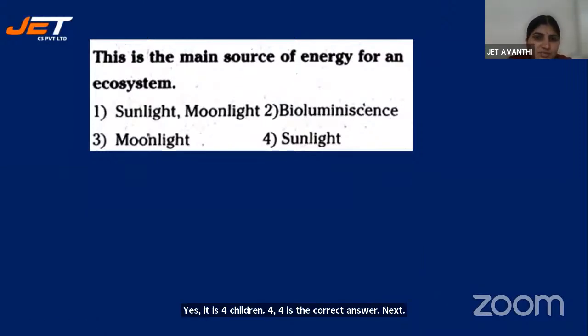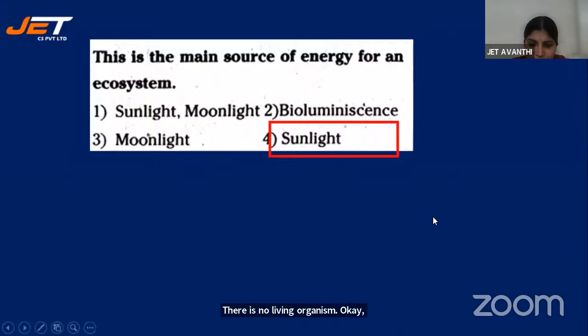This is a main source of energy for an ecosystem: sunlight, moonlight, or bioluminescence? What is a main source? Jessica has given the correct answer. Jnaneshwari, Anita, Vardhan. It is sun, children. Sun is the main source of energy. Without sun, there is no living organism. Okay, it is sunlight.